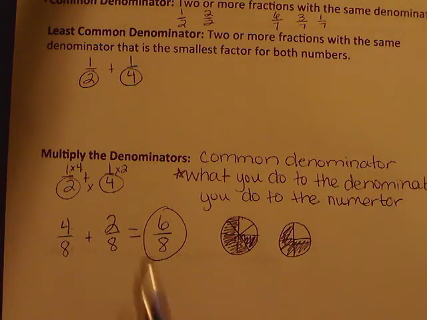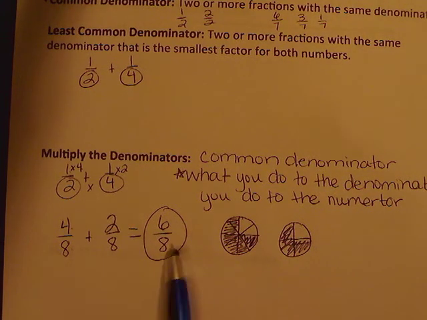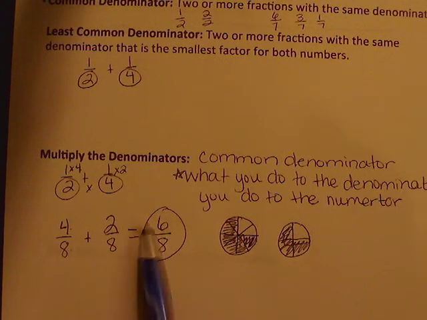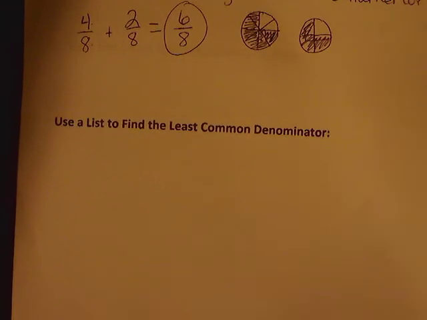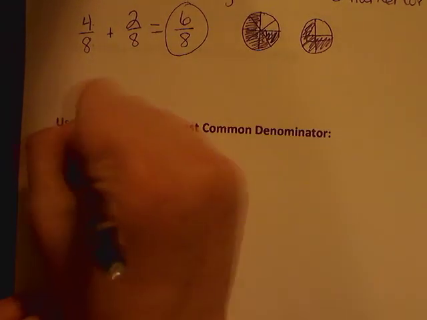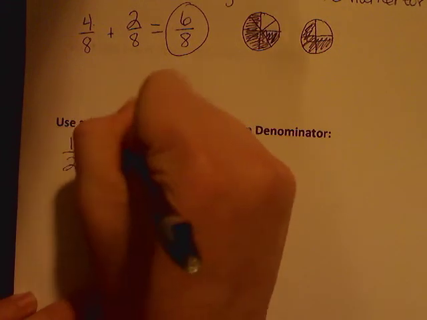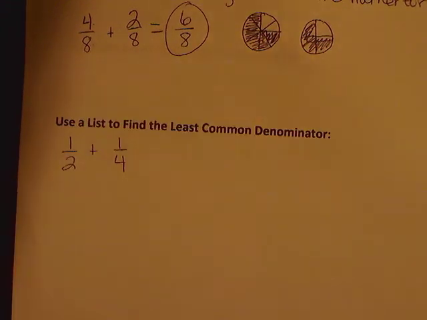But that is just something that when you multiply the denominators, you're not going to get the simplest form. The next strategy that I'm going to show you is how you're going to get the simplest form of a fraction, and you're not going to have to worry about a next step later on down the road. So let's use the same one. So I have 1/2 plus 1/4. We're going to use the same problem.